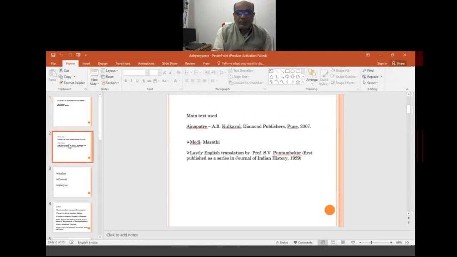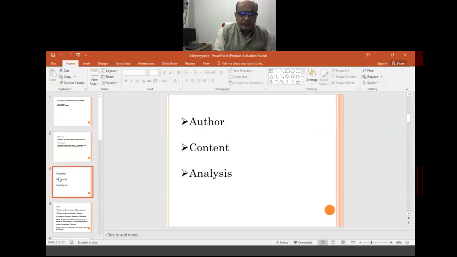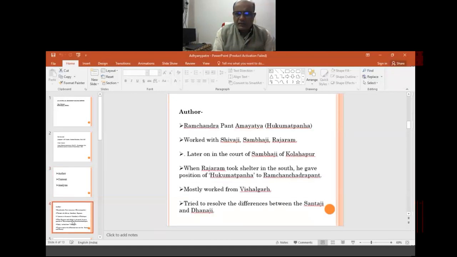This is published by A.R. Kulkarni by Diamond Publisher and it's written in Modi Marathi. And lastly, there is an English translation, which is done by Professor Paranjpe Ambekar. This was done long back in 1929. We'll be discussing these three things: who is the author, what is the content, and how important it is as a source of history. The author of this book, Adnyapatra, which means a letter giving orders, is Ramchandra Pant Amatya.